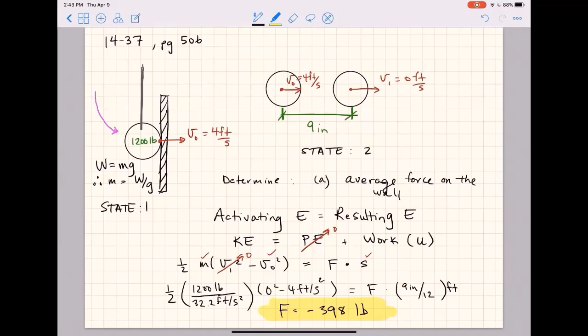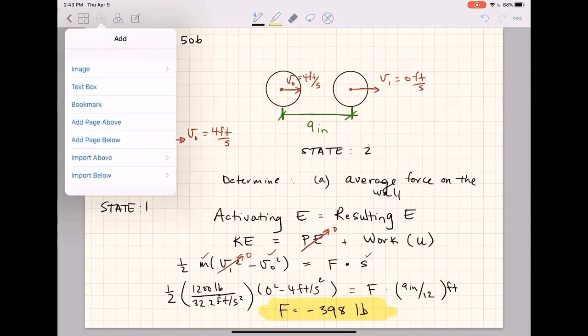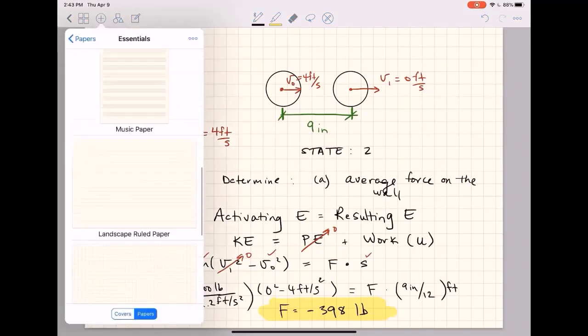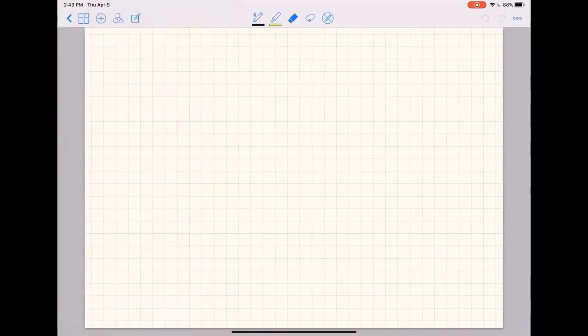So we know that yes, there's 398 pounds going to the right against the wall. That reactionary force is 398 pounds on the ball. That's why you get a negative value. That's why that one makes sense, okay? So let's finish this. We still have 2 more questions that it asks.